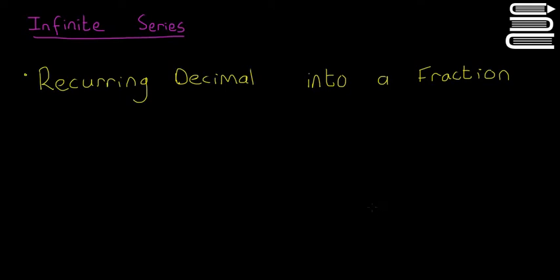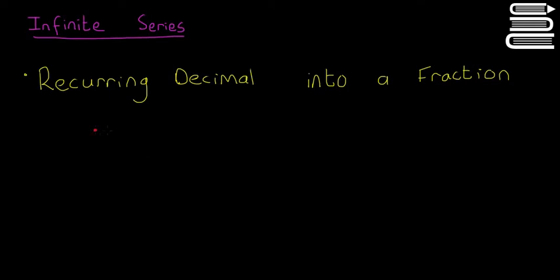So this is a problem that comes up quite often in infinite series. They ask us to write a recurring decimal as a fraction. We all know what a fraction is, something like 1 over 2. But now we're going to look at what a recurring decimal is. There are three types of recurring decimal that we're going to come across in these problems.